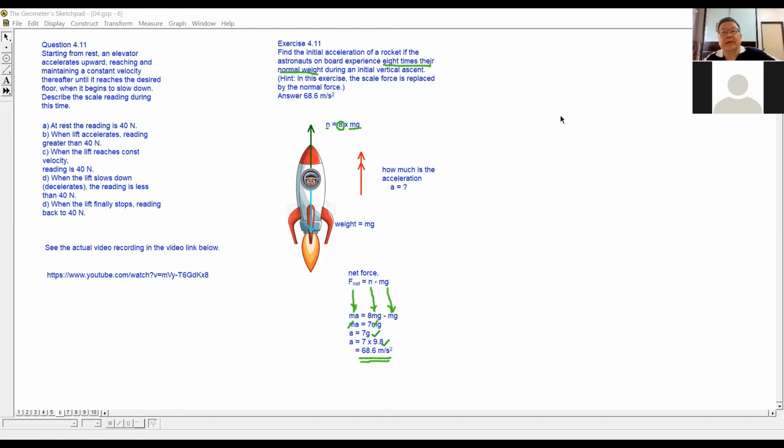So, any questions so far? No questions, sir. So, you remember how to predict which one is bigger? The arrow that is in the same direction as the acceleration, that force will be bigger than the other force. So you use this to decide which force is bigger. Okay, next one.